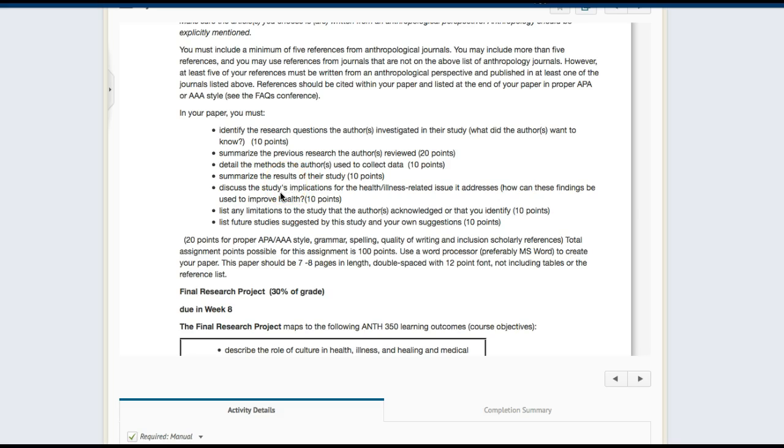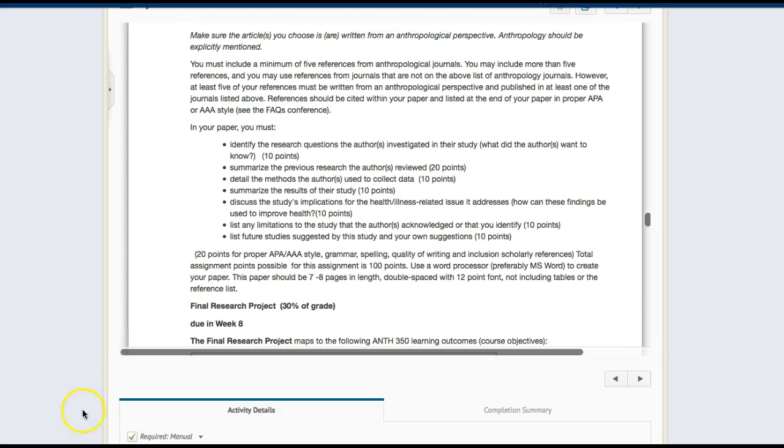study and discuss the implications for the health-related illnesses that it addresses. You also want to list any limitations to the study that the author acknowledges, and then also list future studies suggested by the study and your own suggestions. So I have here carefully listed the point values for each of the areas here. You also want to remember that you'll be receiving 20 points for proper APA/AAA style, and that includes grammar, spelling, and quality of writing.